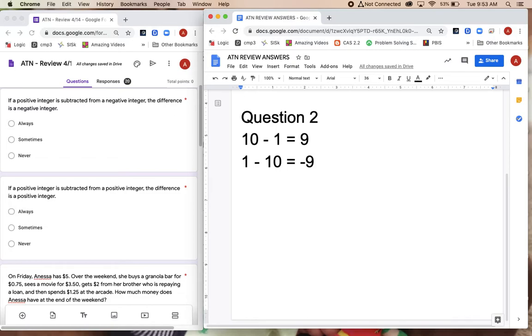Okay, so it depends on which number is bigger. Is the first number bigger or is the second number bigger? If the second number is bigger, you will result in a negative answer. If the bigger number is first, you will result in a positive answer. So this one is sometimes.